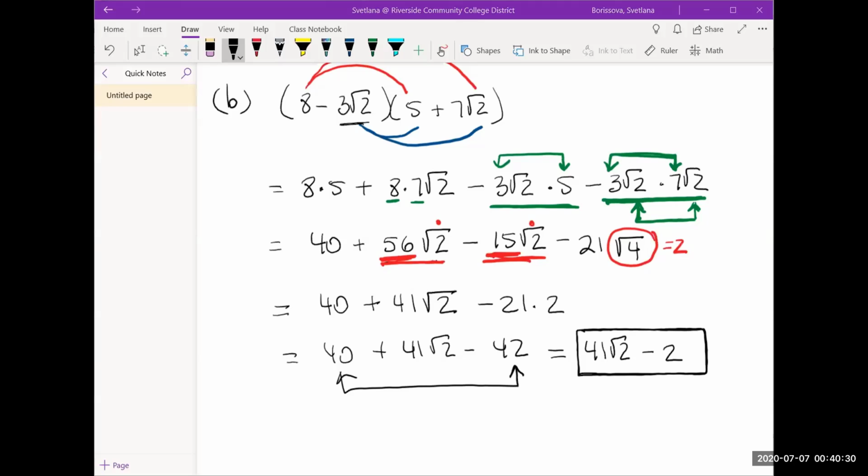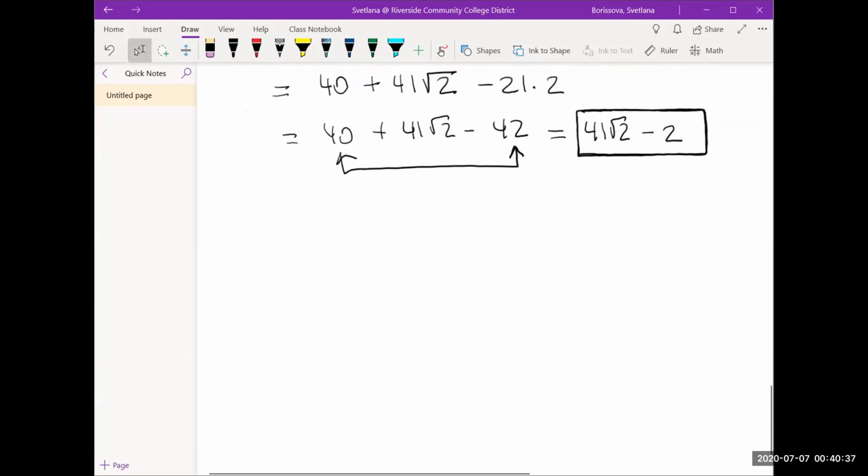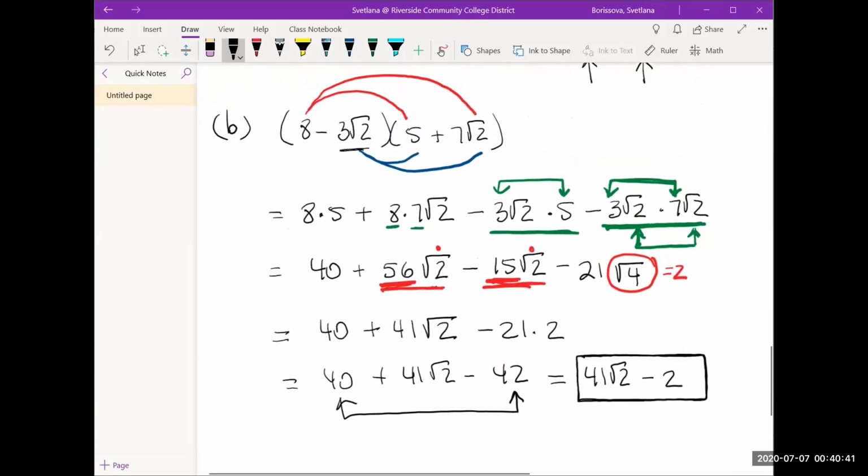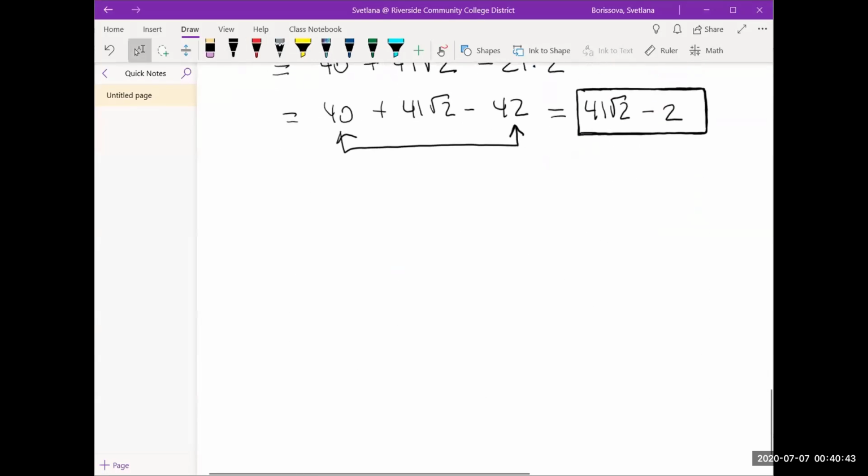Perfect. So then let's do one more from this portion of the lecture, and that's going to be C. And that's how it's going to look this time. 5 square root of 7 plus square root of 2, squared.